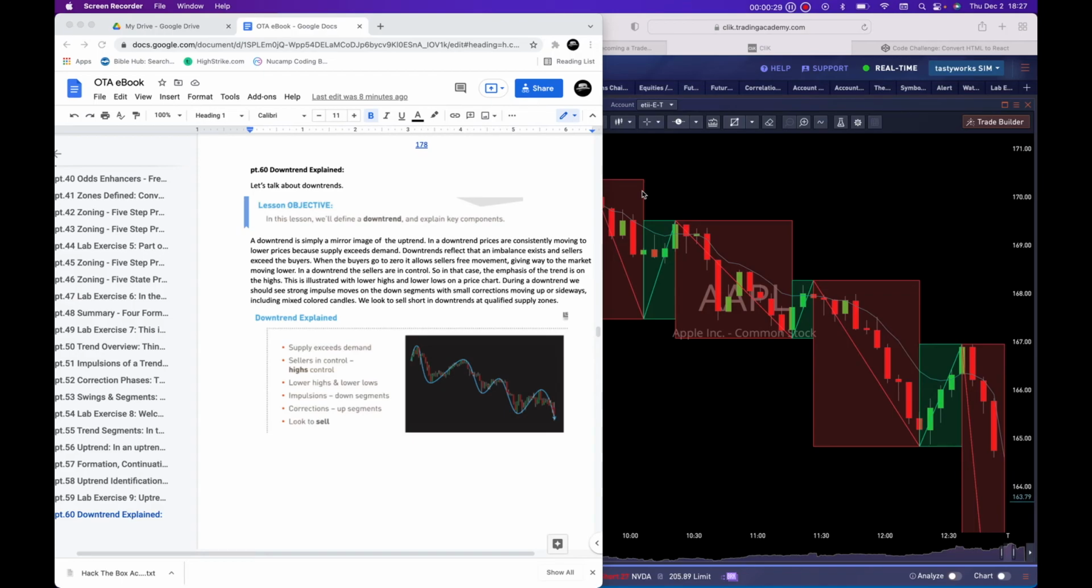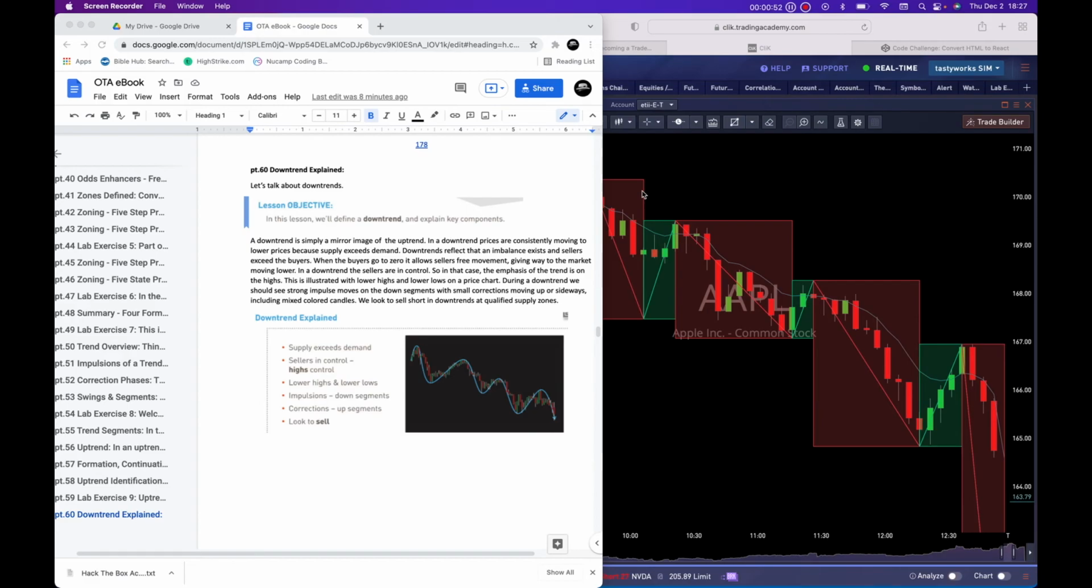When the buyers go to zero at any given price point, it allows sellers free movement, giving way to the market moving to lower prices. In a downtrend, the sellers are in control. So in that case, the emphasis of the trend is on the highs. This is illustrated with lower highs and lower lows on a price chart.